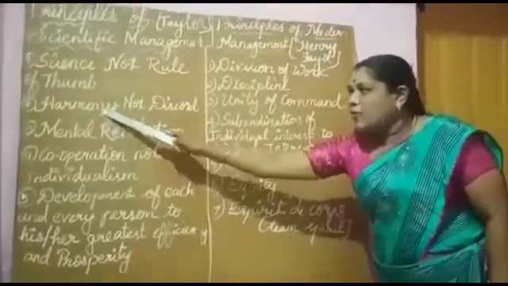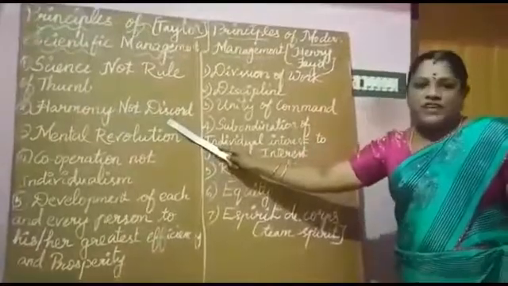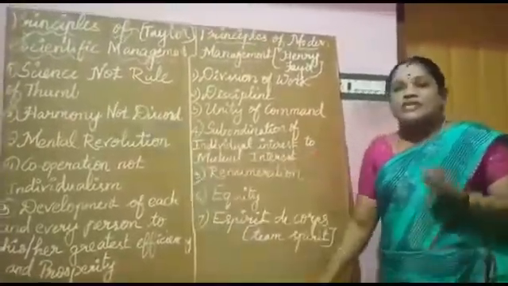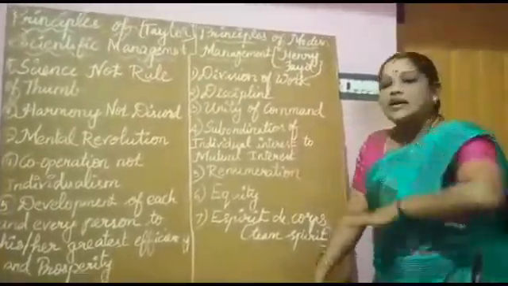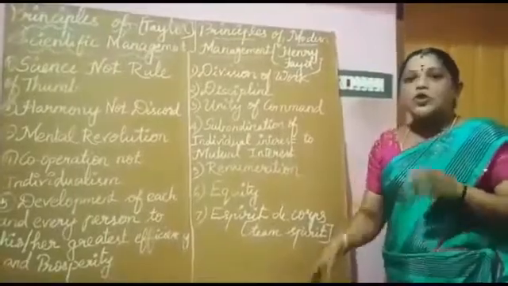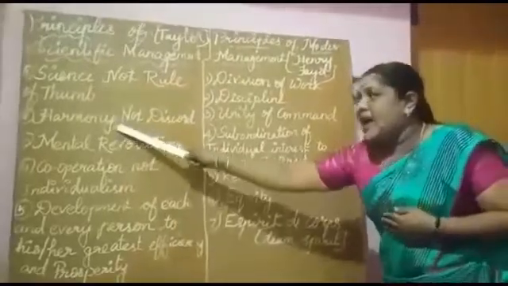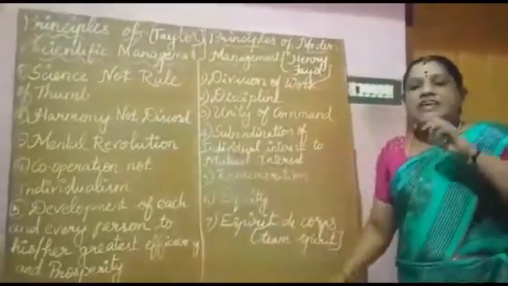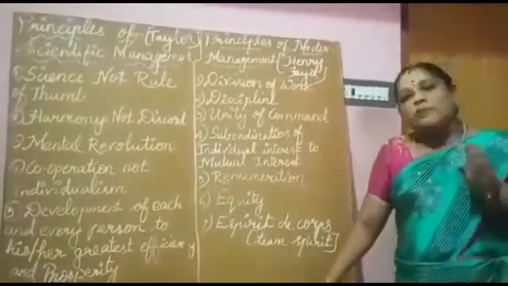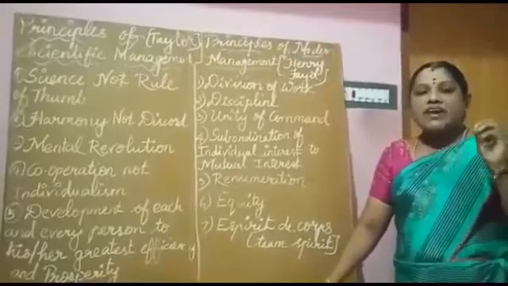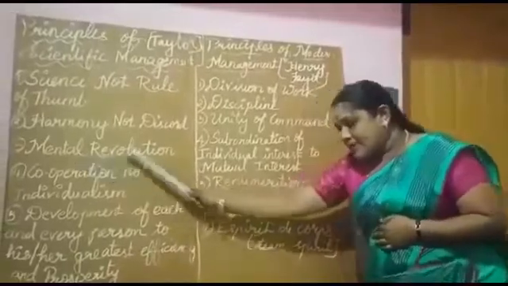The second thing is harmony, not discord. Harmony means unity. Discord means conflict, that is fight. Every employee must be united. Not only the employees, even the employees must be united with the organization, that is management. So both the management and the employees must be united. They have to be in harmony and there should not be any discord. If there is any conflict, it will affect both the workers and the employees. Totally the goal will not be achieved. So harmony is very important.